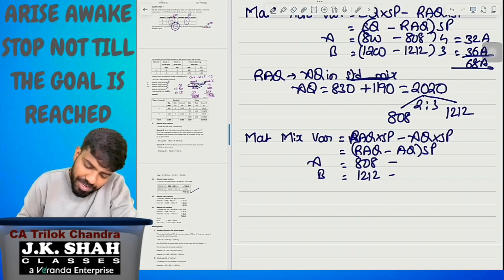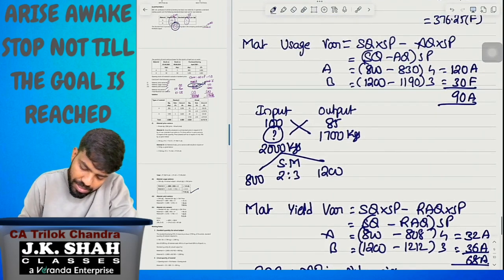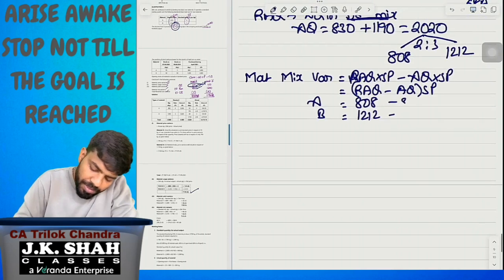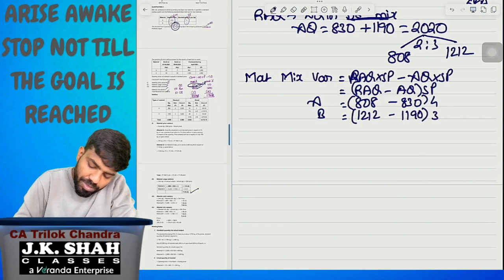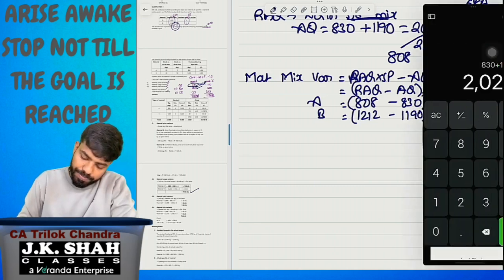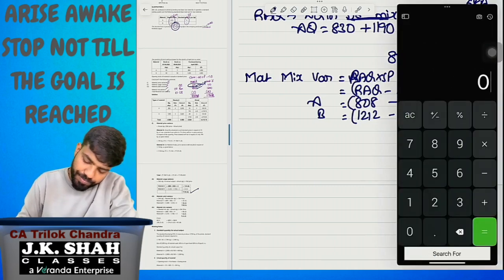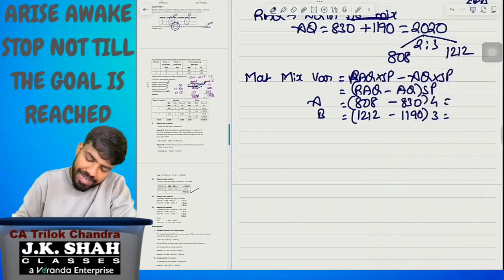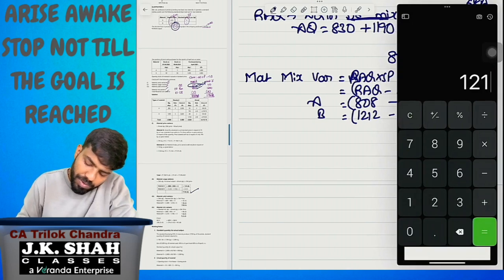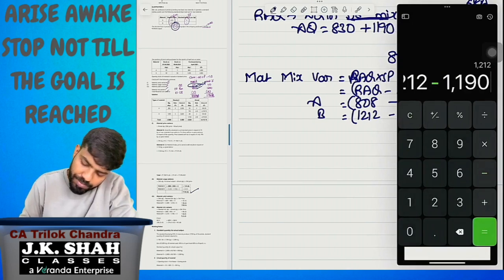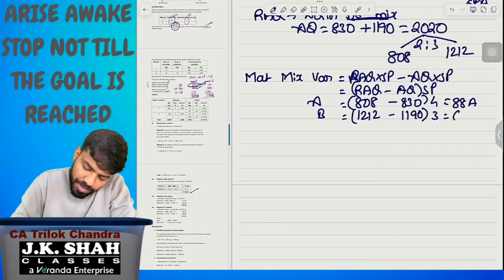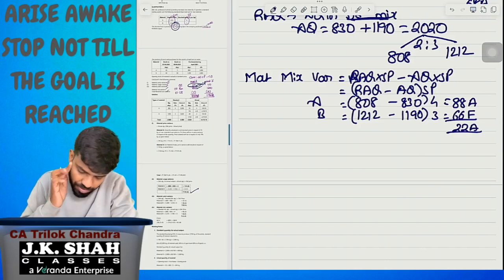What is actual quantity? Actual quantity is 830, 1190. Into standard price. Standard price is 4, 3, which equals 22 negative into 4, 88 adverse. 88 rupees adverse. Next, 1212 minus 1190 equals 22 adverse into 3, 66 favorable. 66 favorable, 22 adverse. Look at the answer, 22 adverse.